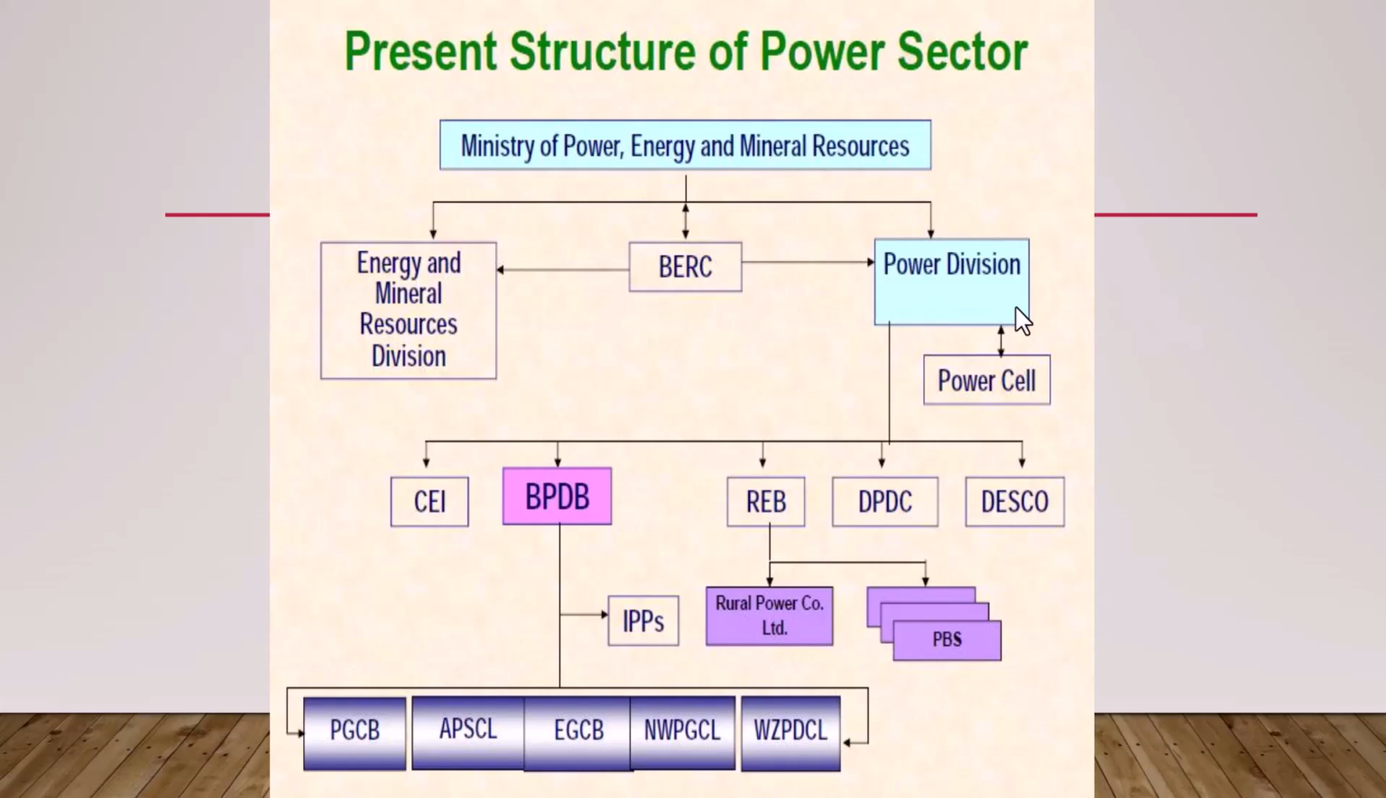Alongside BPDB, there are other major players such as REB, Rural Electrification Board, which focuses on delivering electricity to rural areas, and companies like DPDC and DESCO, which are responsible for distribution in urban areas like Dhaka. Under REB, we have PBS, that is Polli Bidyut Samiti, and Rural Power Company Limited, which implement and manage power delivery at the grassroots level.